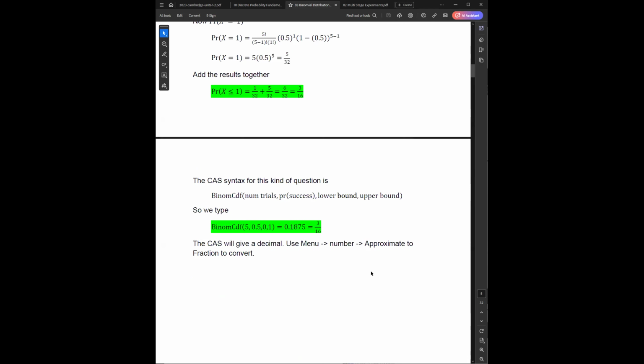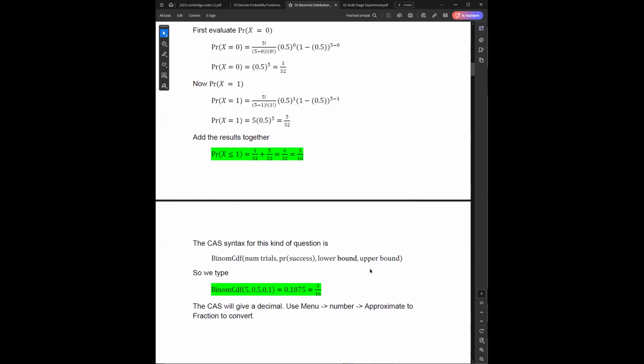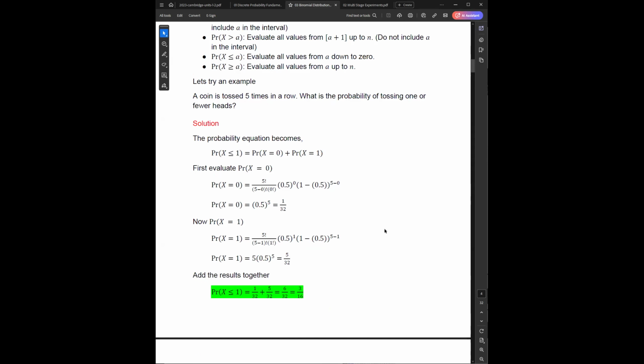It's actually worth mentioning before I move on that the CAS also has syntax for this. Both TI Inspire and Casio use the binomial CDF. So binomial CDF was a bit off screen at the time. It's down here as B. Binomial CDF, number of trials, same thing. Probability of success, same thing. In this case, we were looking for a lower bound of 0 and an upper bound of 1 because it was 1 or fewer. Lower bound 0, upper bound 1. And then we can just convert that to a fraction if we want to.